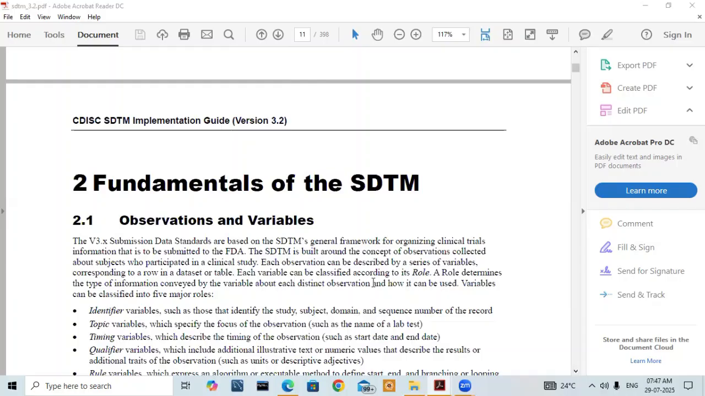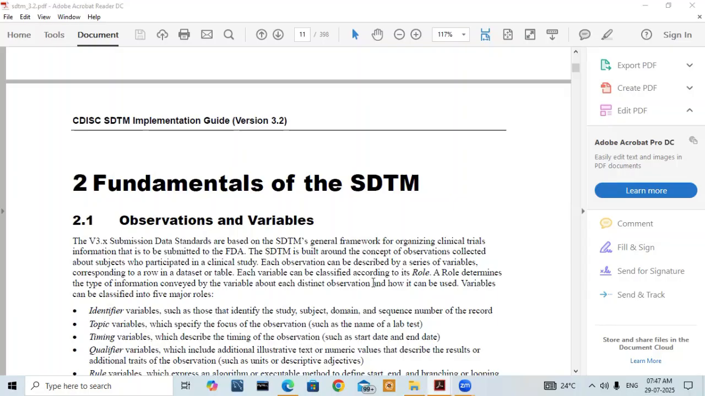SDTM gives the standards regarding the clinical trial data sets: in what format and what structure the clinical trial data set should be, that is, the format of the clinical data set that is going to be submitted to FDA. What about ADaM then? ADaM deals with the analysis data sets only.